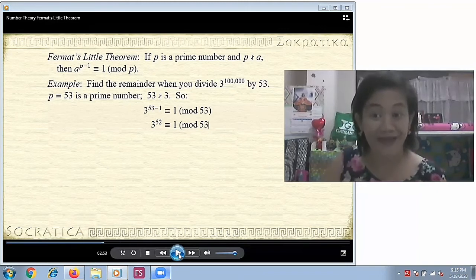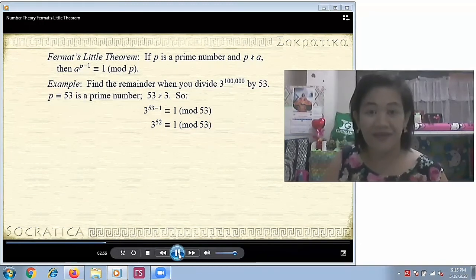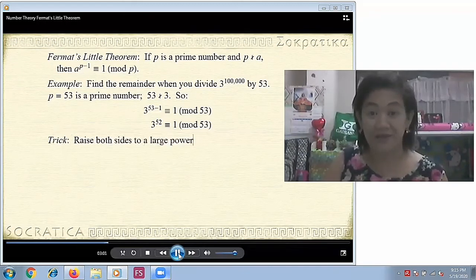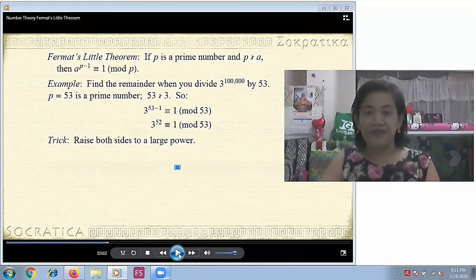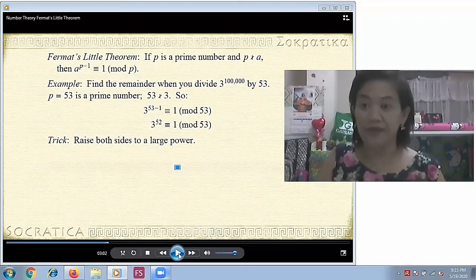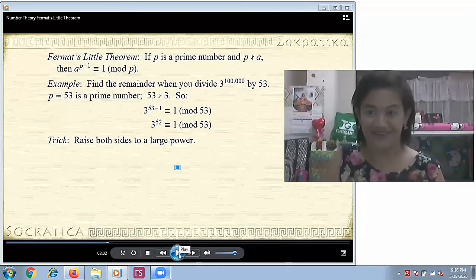So let's have a simple trick for this. Just a simple trick. Okay, so the trick is to raise both sides to a large power. Yes, we will raise both sides to a large power. So here's a way to find out. Okay, let us just have a straight division.